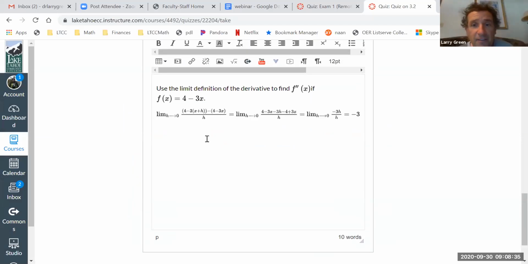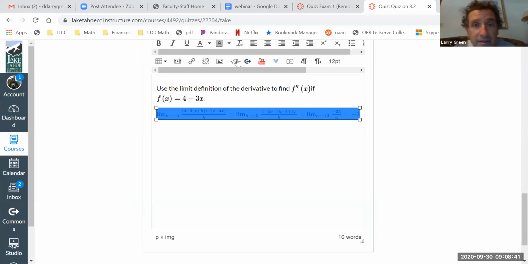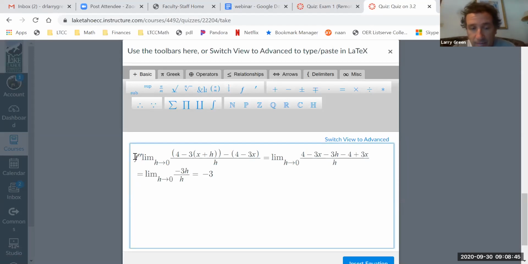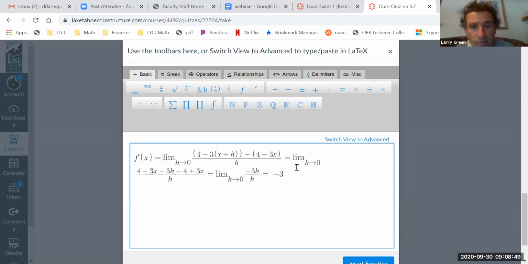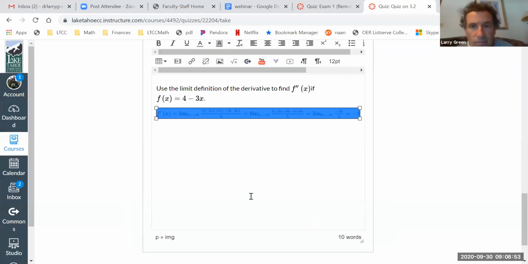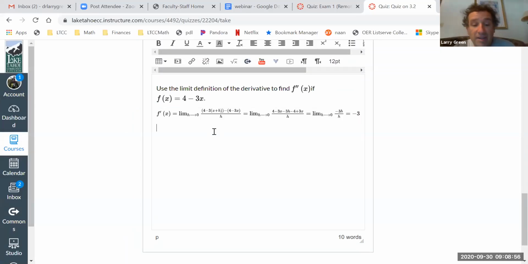Okay, I just found the first derivative. The first derivative is negative 3. Now we need to find, oh, do you know what I didn't do? Let's do that. This is f prime of x. So now we need to find f double prime of x.